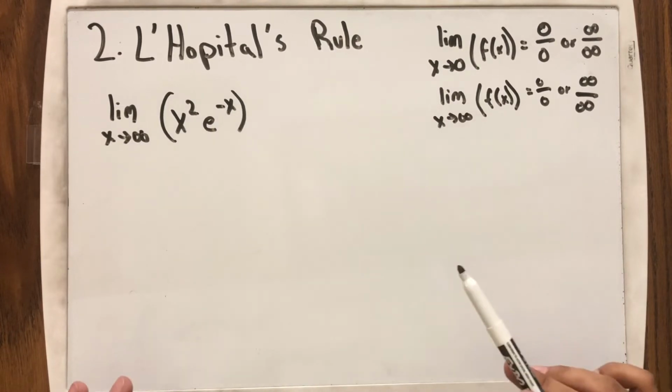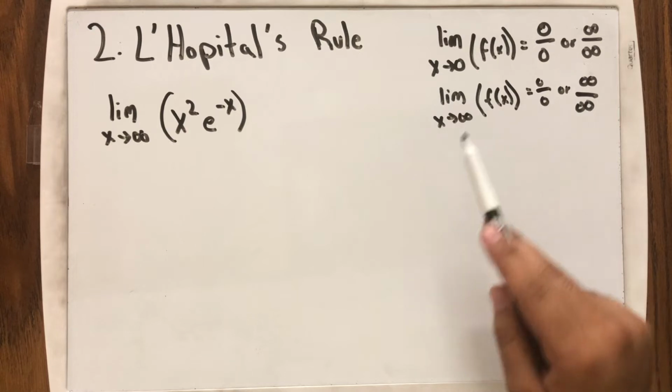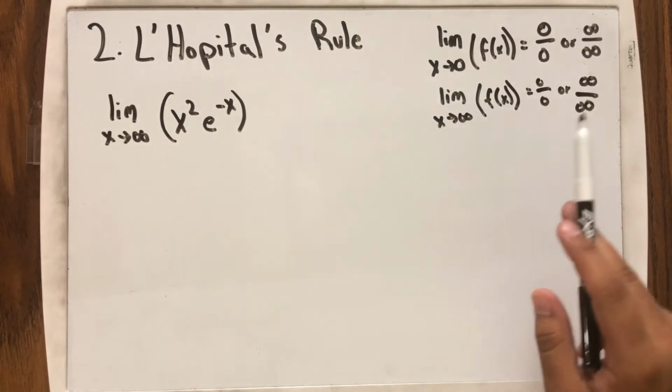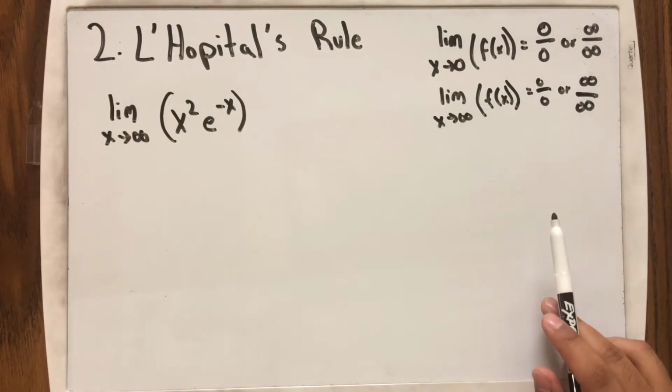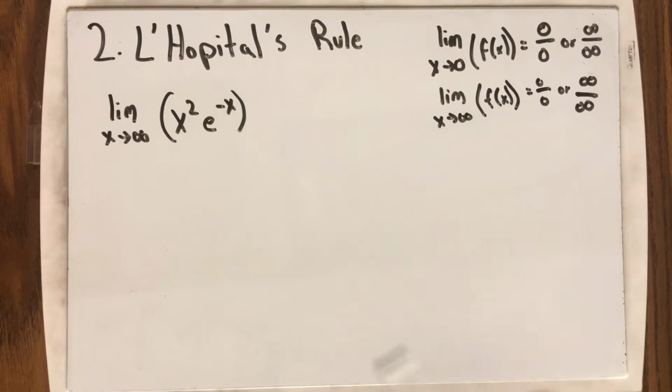Now the second thing we will look at is L'Hopital's Rule. This is only applicable for functions where the limit as x approaches 0 or the limit as x approaches infinity is equivalent to 0 over 0 or infinity over infinity. Now let's see if this function right here will fit this.